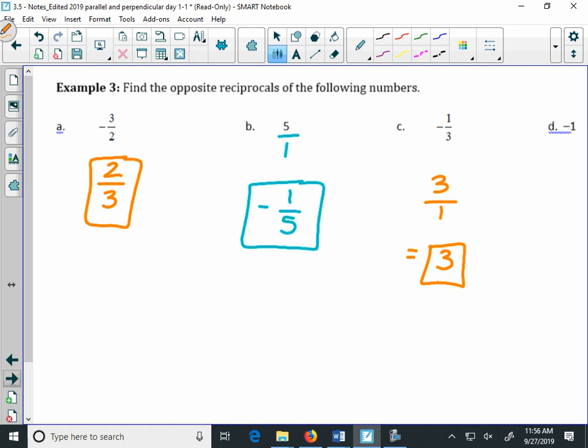And then the opposite reciprocal of -1, again, we have a whole number, so we're going to put it over 1. When we flip 1/1, it becomes what? 1/1, right? The original is negative, so my opposite reciprocal is positive. So the opposite reciprocal of -1 is +1, and vice versa.